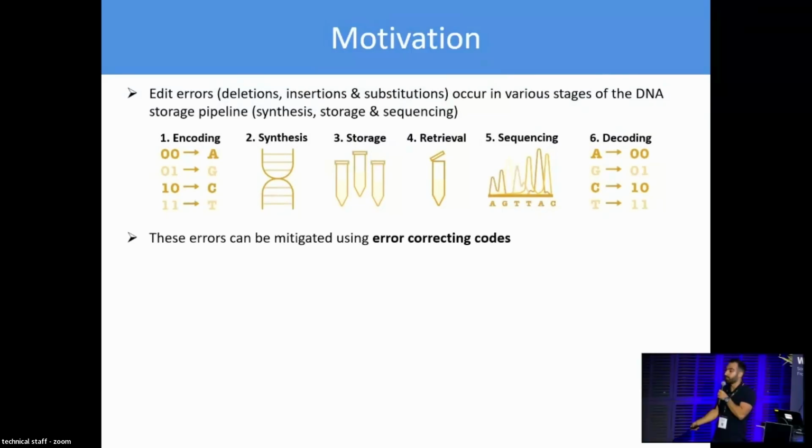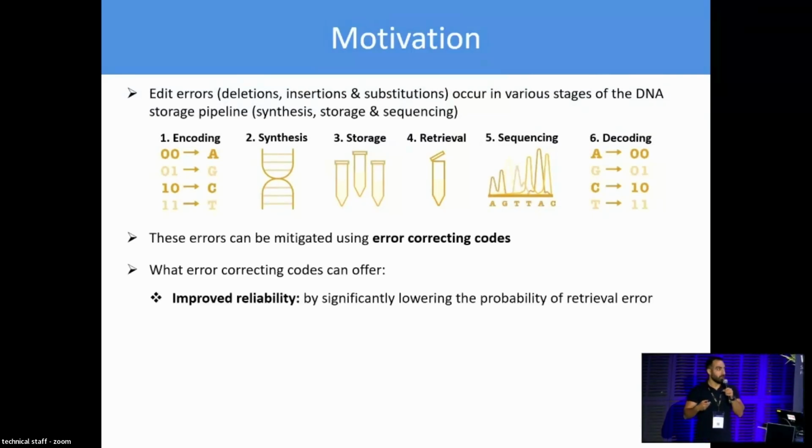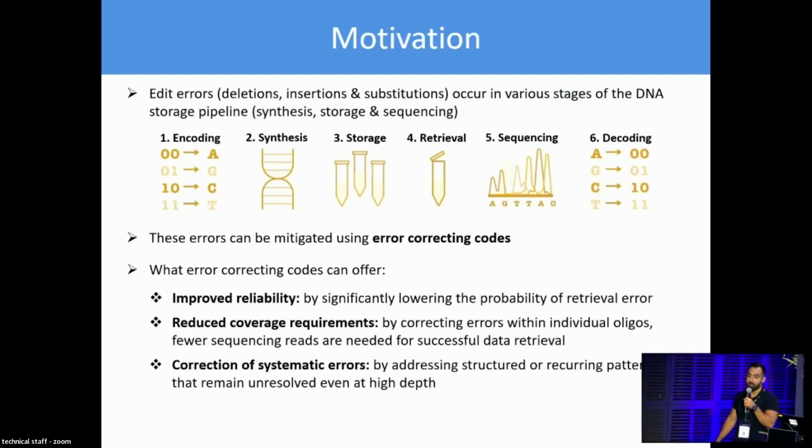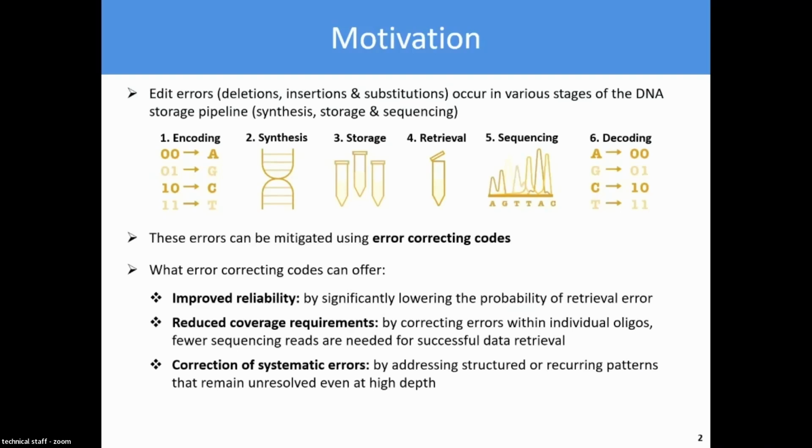And as it was mentioned in the previous talks, error correcting codes are one way to mitigate these errors in DNA storage. So I would like to stress that what error correcting codes can offer in DNA storage are the following. First, improved reliability, because you can increase the probability of retrieving your data successfully with error correcting codes. Second, you can reduce the coverage requirements because you would need a smaller number of reads to recover your data with error correcting codes. And third, you can correct what I call systematic errors.